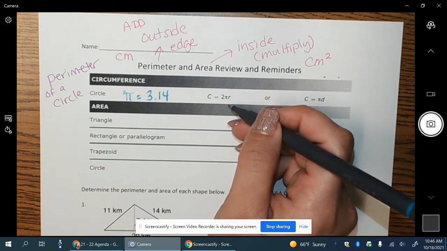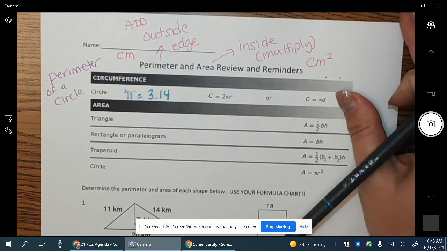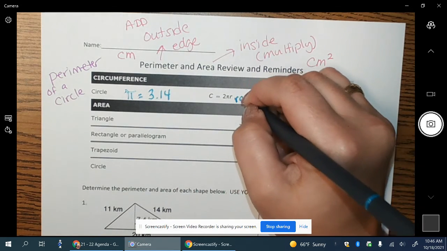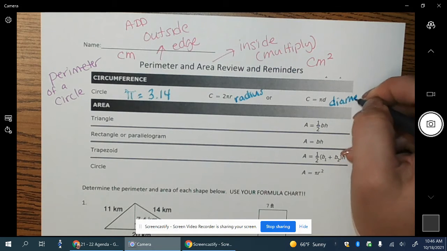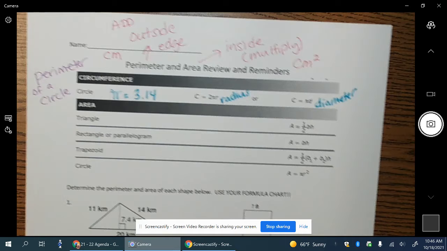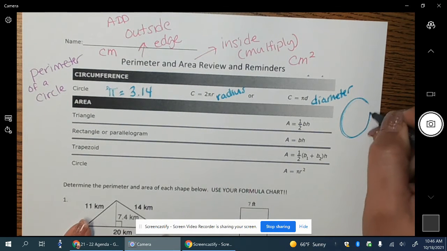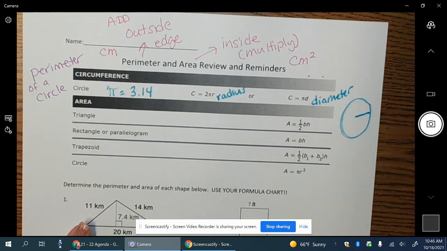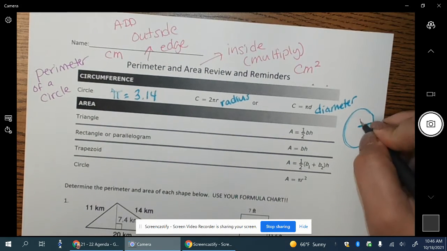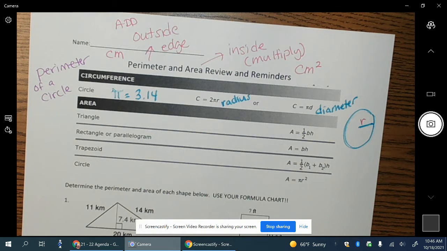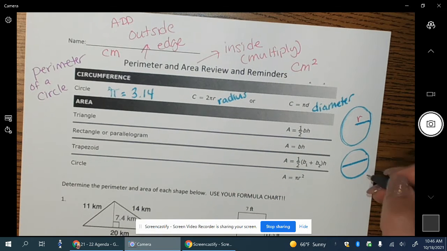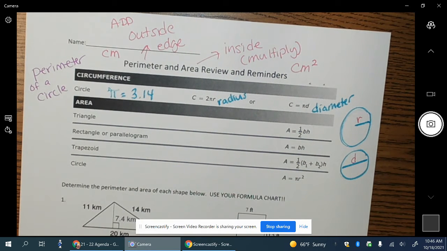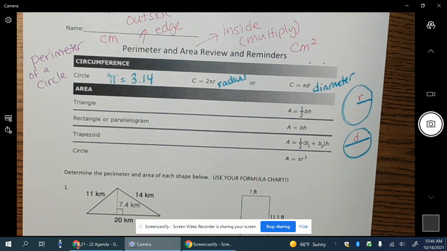So the R is for, anybody remember? The radius. The D is diameter. Okay? So quick circle review. Which one goes halfway? Radius goes halfway. So then what is diameter? All the way. If you know the radius, how do you get the diameter? Times 2. If you know the diameter, how do you get the radius? Divide by 2. Okay?